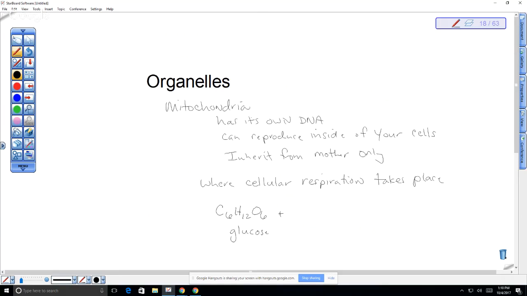We can combine glucose with oxygen. And so this is like internal combustion. This is fire, right? So we're going to produce heat and we're going to produce energy from this. So the byproduct of this chemical reaction would be carbon dioxide plus water plus ATP. Okay. So just like your car runs on gasoline, we can run on glucose. Okay. So we are producing energy.